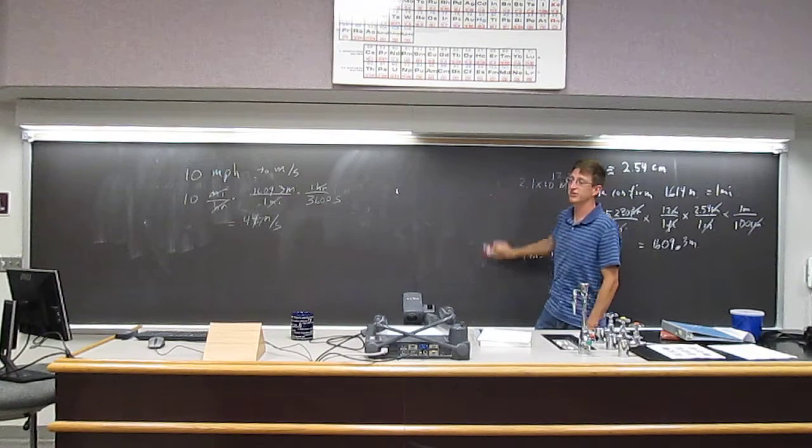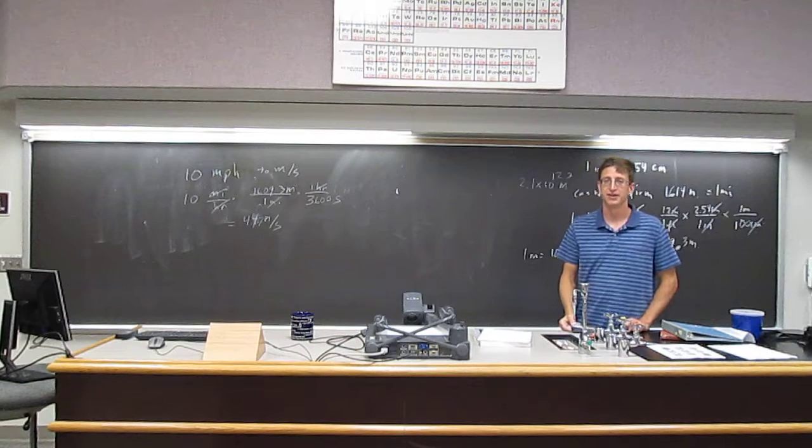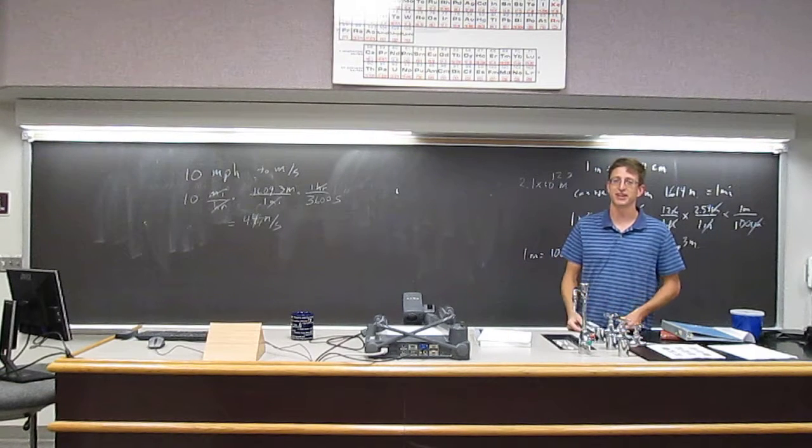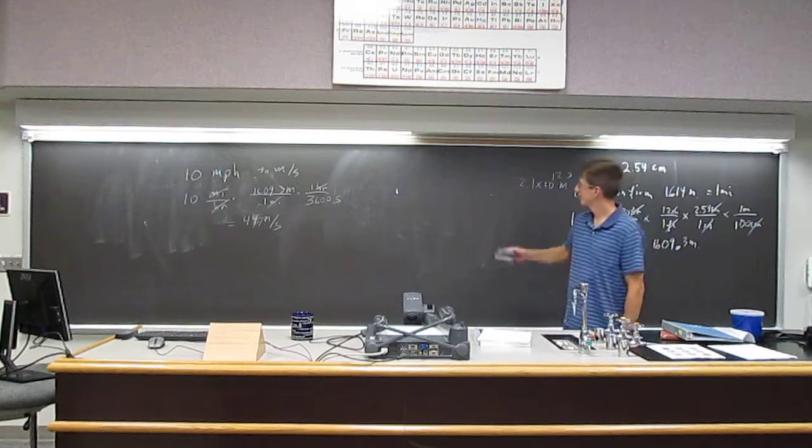So if I'm going 60 miles an hour, roughly how many meters a second am I going? 120? No, 30. Yeah, a little under 30. Good.